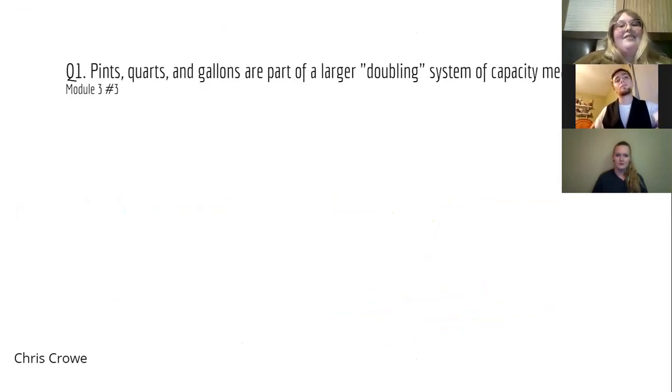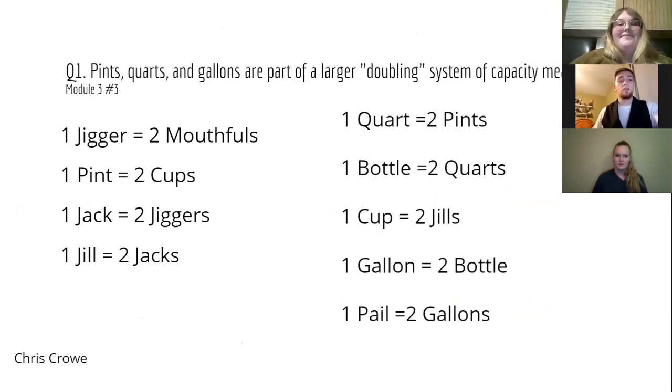What is the doubling system in regards to this question? That's a good question, Willa. So the doubling system in this particular instance is referring to the fact that each one of the units of measurements that you see below are in some way or another doubled from a number. So you see a jigger is 2 mouthfuls, a pint is 2 cups, a jack is 2 jiggers, a jill is 2 jacks, so on and so forth.